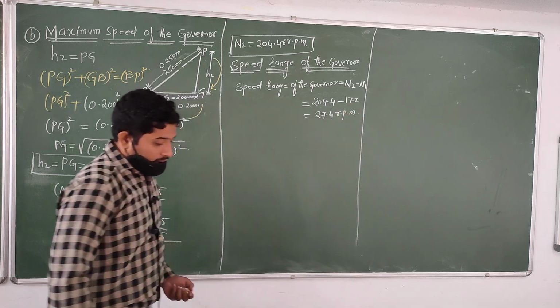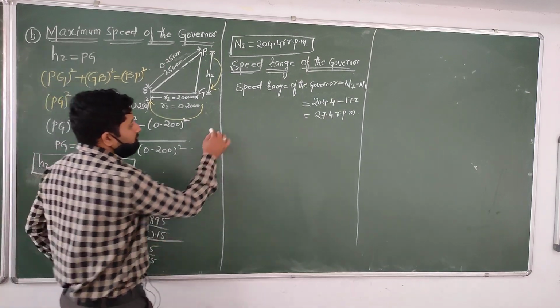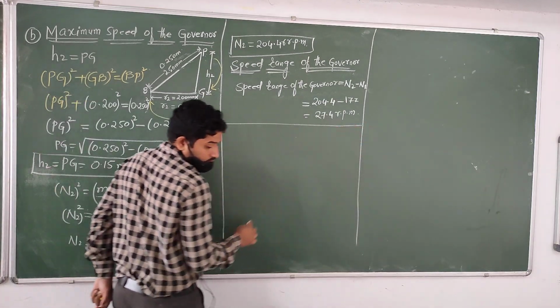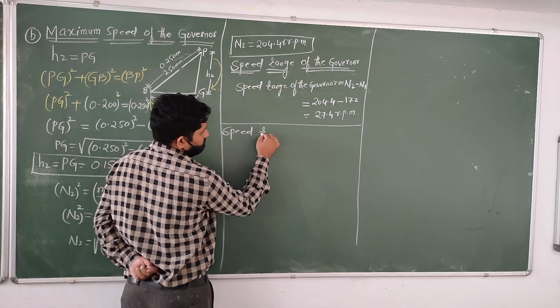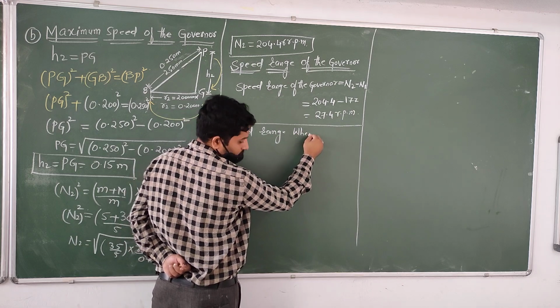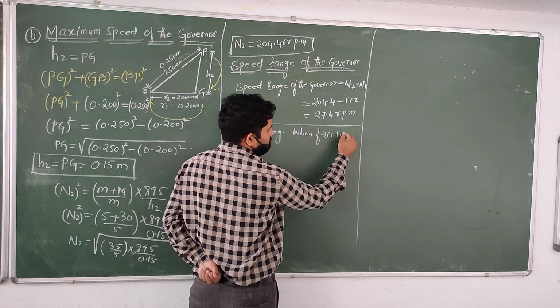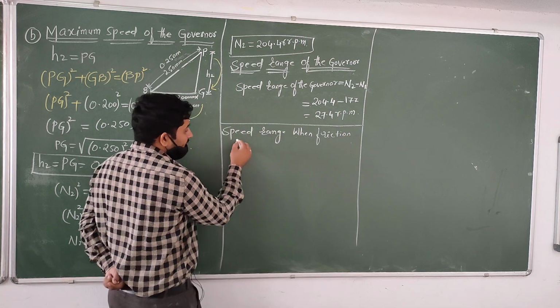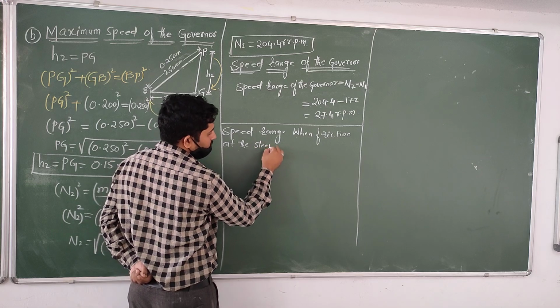Okay dear, again we need to find out the speed range when friction is at the sleeves.